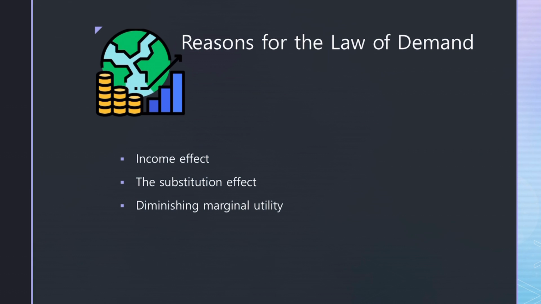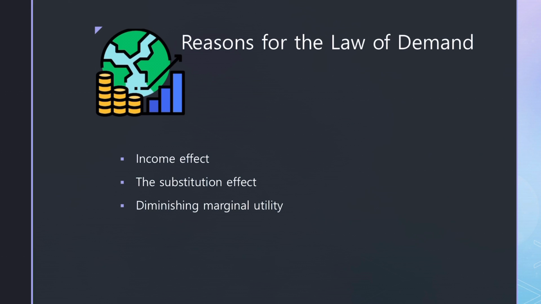The substitution effect is that when two goods are substitutes, such as apples and oranges, an increase in the price of apples will lead consumers to purchase more oranges and fewer apples because apples are more expensive than oranges.